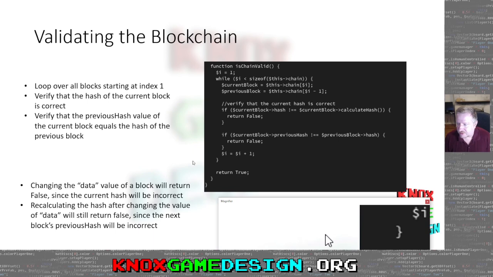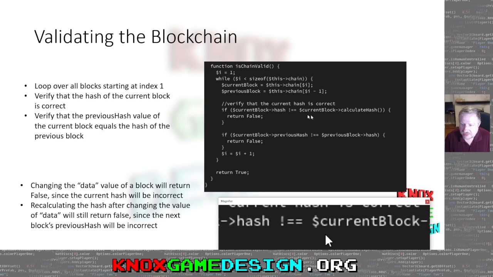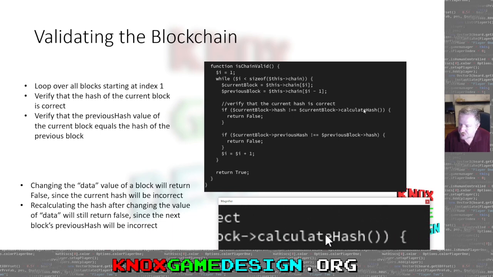So what this does is it ensures that none of the values in any of the blocks on the blockchain have been tampered with. Because if for a block you go in and change the data, then when you calculate the hash, that hash isn't going to match the hash value assigned in that instance variable, because you changed the data, which is a part of the hash.